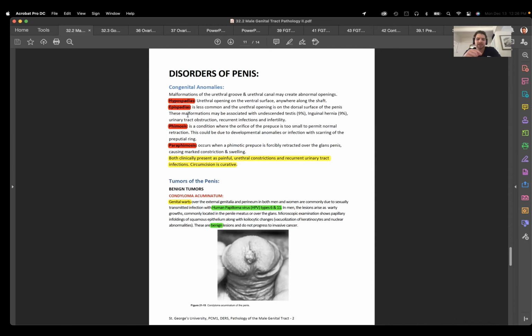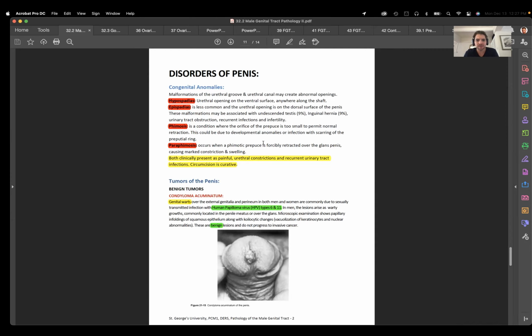So epispadias, the way I remember it is you pee in your eye, right? So it's technically on the dorsal side of the penis, which is the top. So that's where that hole is. So you pee in your eye. Hypospadias is on the bottom of the penis, which if erect would be technically the ventral side. Okay, so make sure you have those straight in your head because that's how they define it in the question.